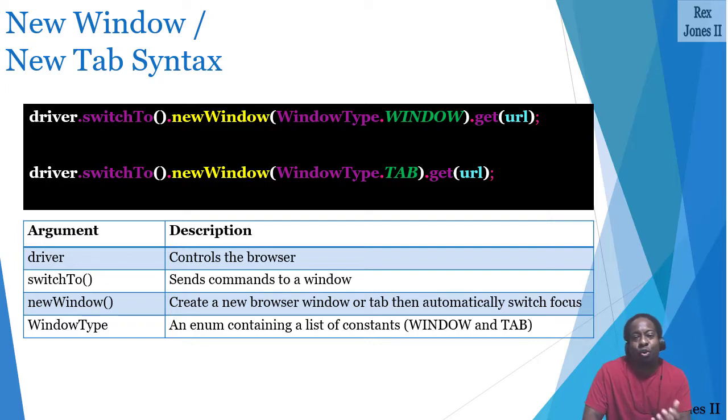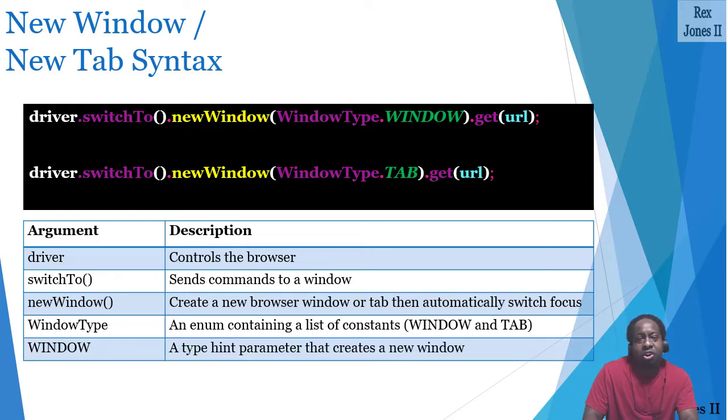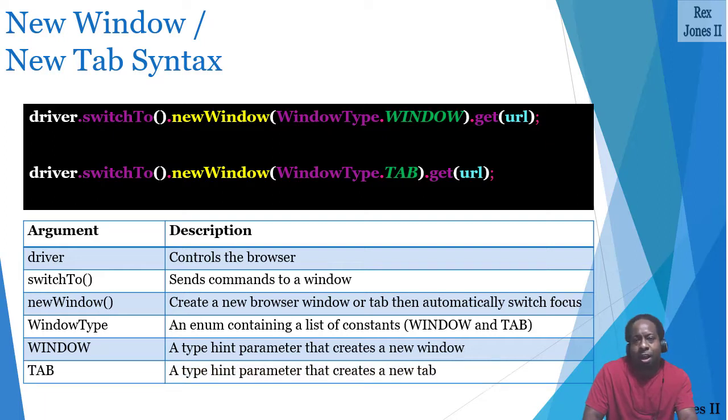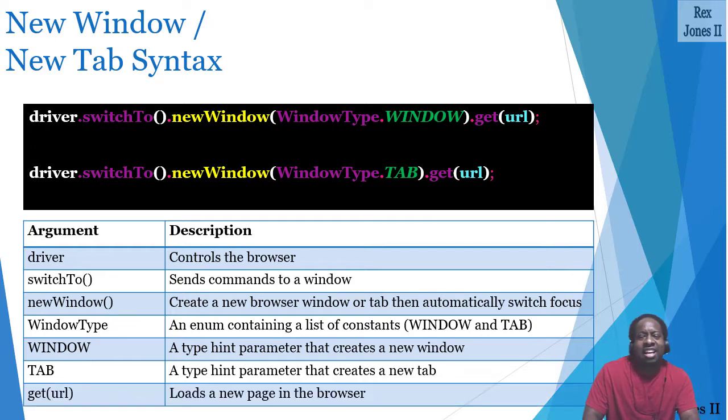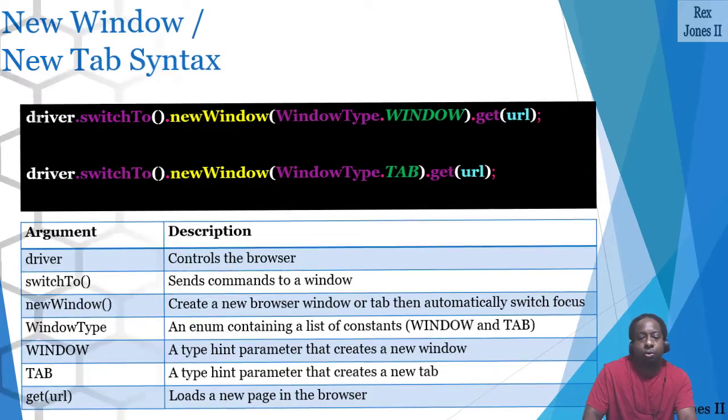Enum is short for enumeration, which is a list of constants that define a new data type. In this case, the constants are window and tab that instruct our program to open a new window or new tab. Window is the parameter for creating a new window. Tab is also a parameter, but it's used for creating a new tab. Last is the getURL method, which loads a new page in our browser.